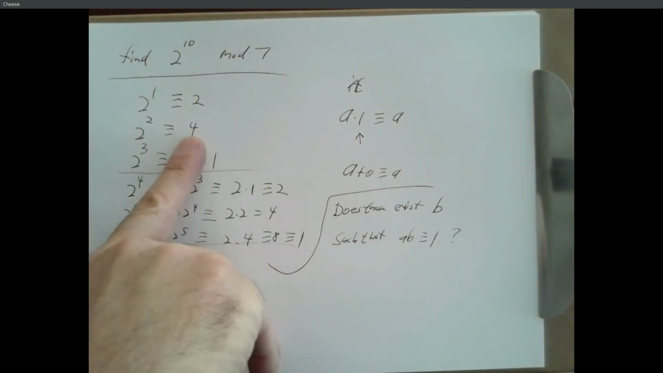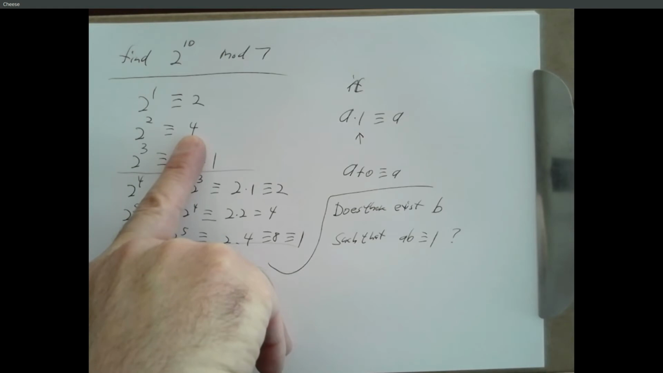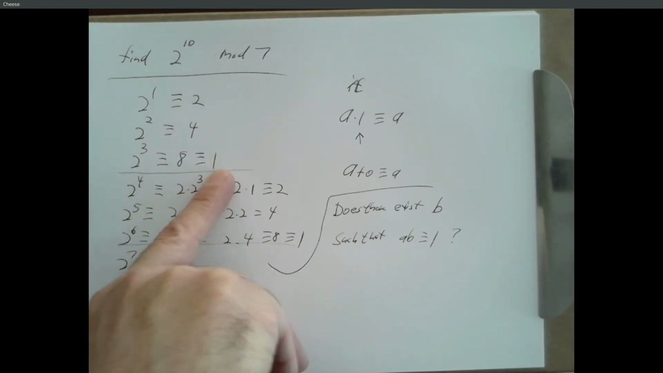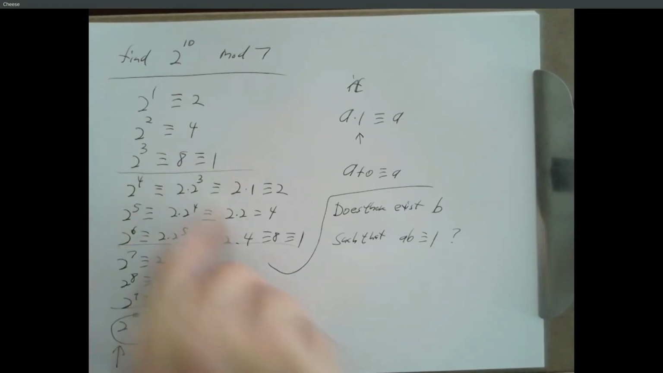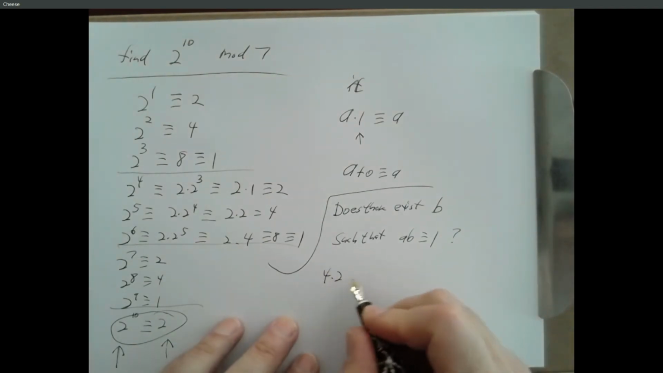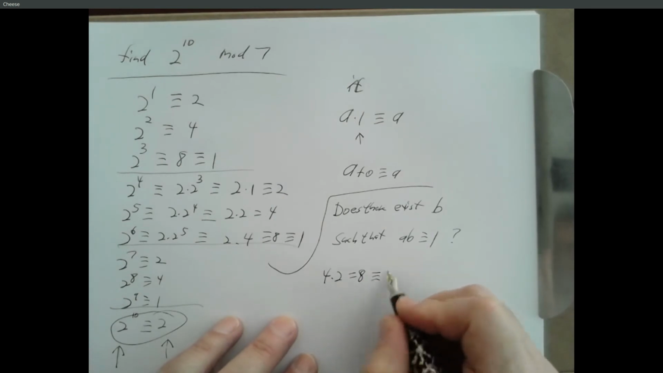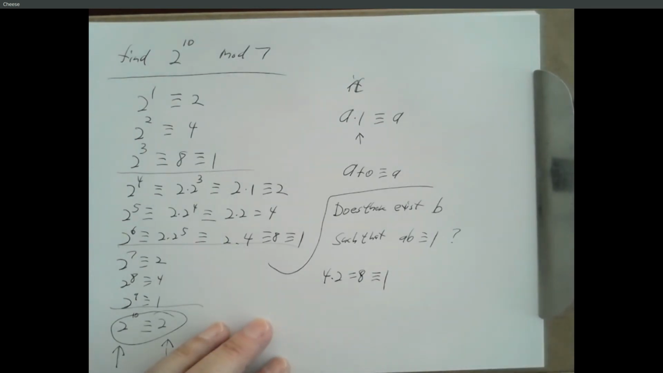Well, the number 4 definitely has an inverse, because if I take 4 and multiply by 2, I get 1. We're still working mod 7. So 4 times 2 equals 8, which is congruent to 1. So the inverse, or the reciprocal, if you like, of 4 is 2, which might feel a little strange. And the inverse of 2 is 4.